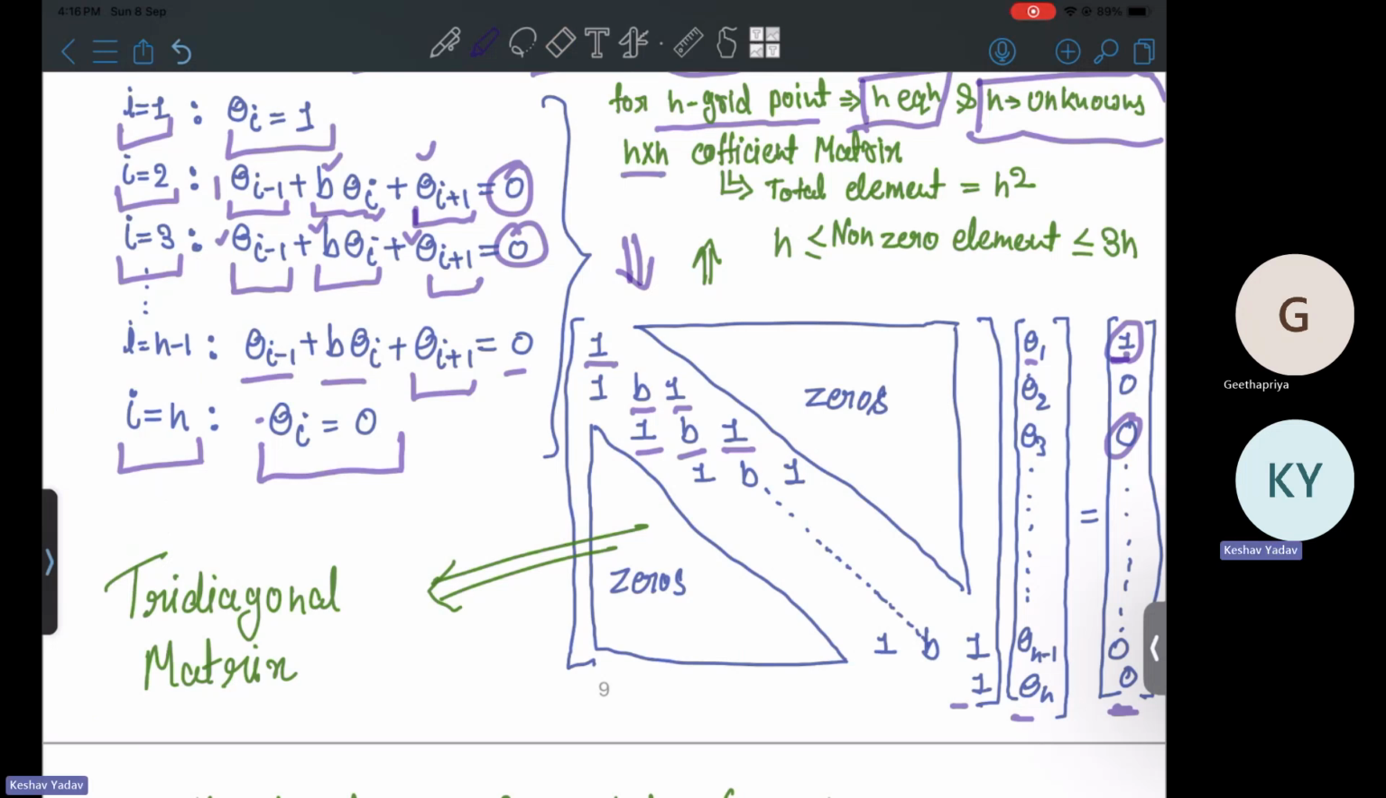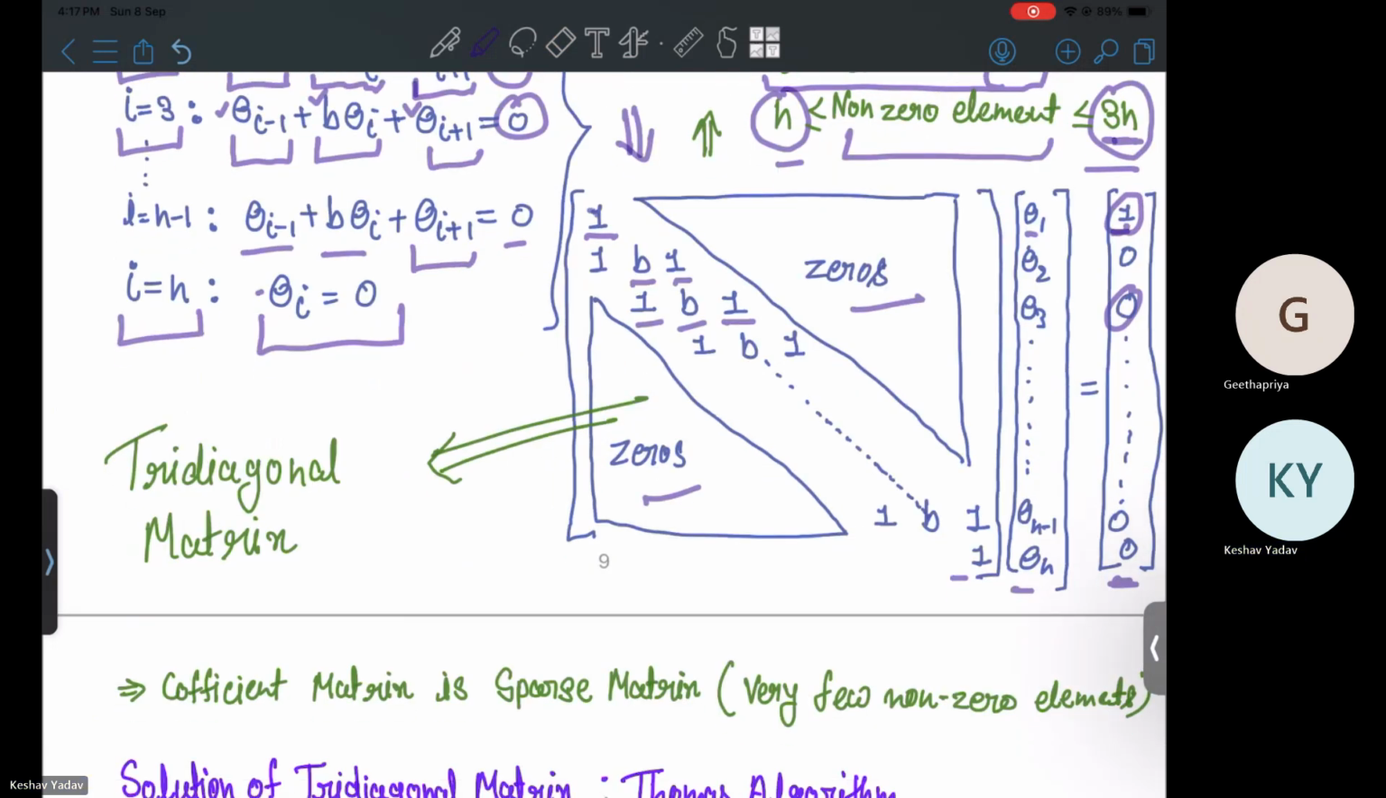Here we have an n cross n coefficient matrix, so the total number of elements will be n square. But the number of non-zero elements is small, since most of the elements are 0. In each row there can be up to 3, so the number of non-zero elements will be from n to 3n. If it is less than n, then we will not be able to solve this problem, but it will always be less than 3n. There is one diagonal term, b, the diagonal term, and we have some terms just above the diagonal and below the diagonal.